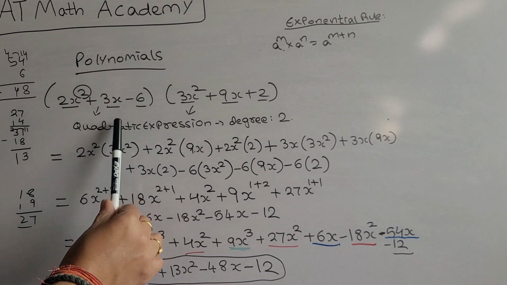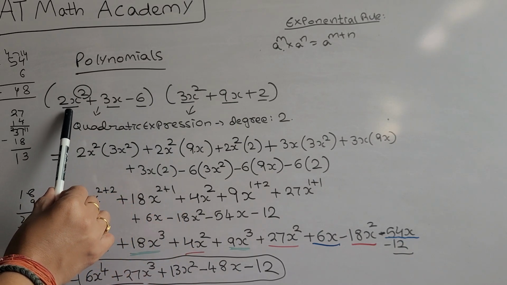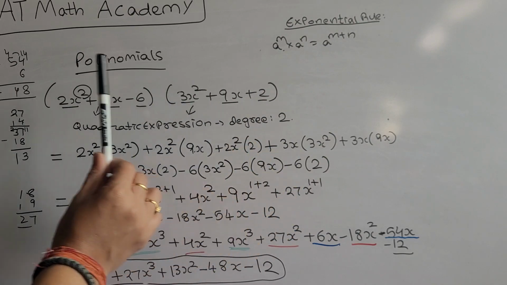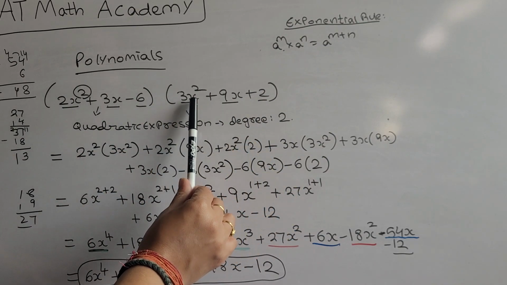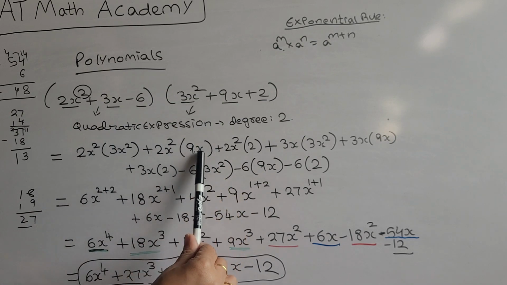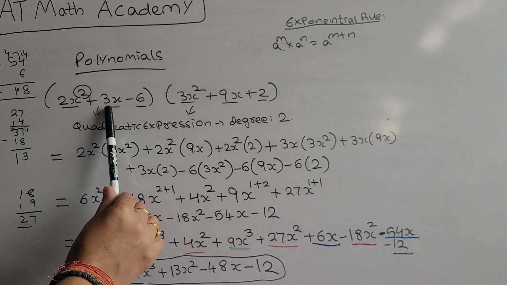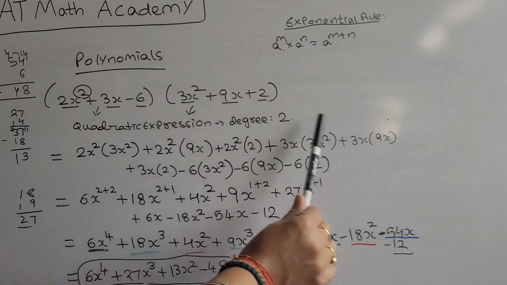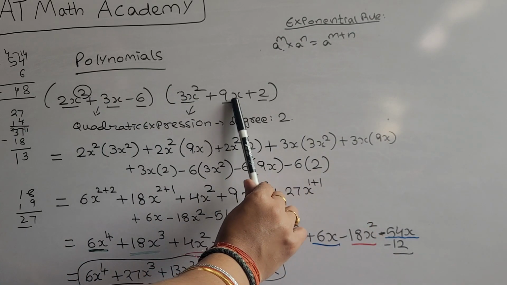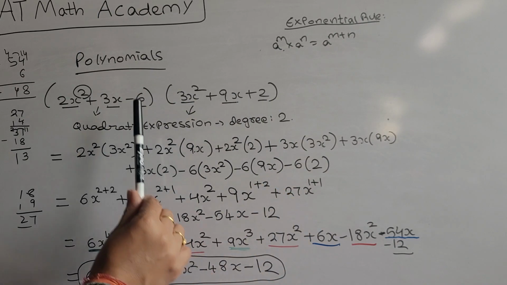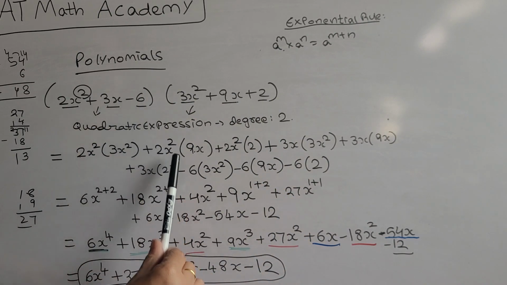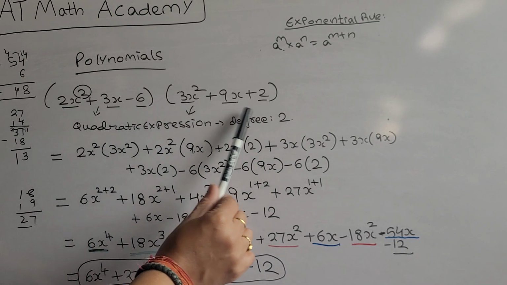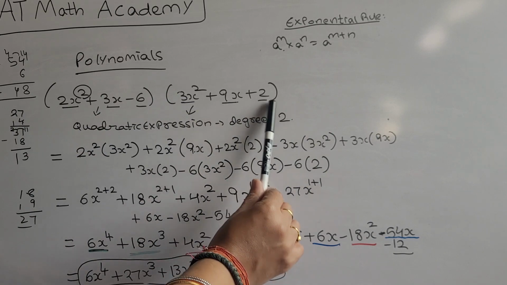While solving this, we need to take each term in the first expression and multiply it with all of the terms in the second expression. So 2x square is multiplied with every term, 3x square, 9x and 2. And 3x from the first expression is multiplied with 3x square, with 9x from the second expression, and with 2. Again, taking the constant value from the first expression, which is minus 6, it is multiplied with every term in the second expression, which is 3x square, 9x and 2.